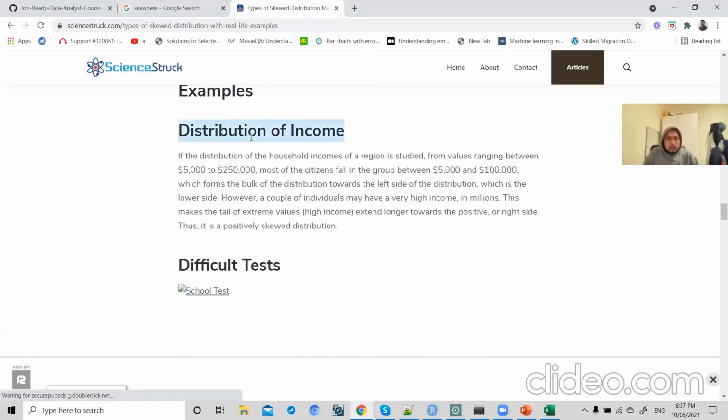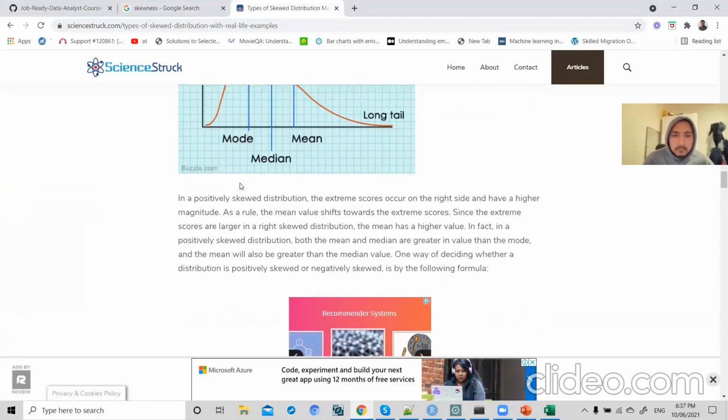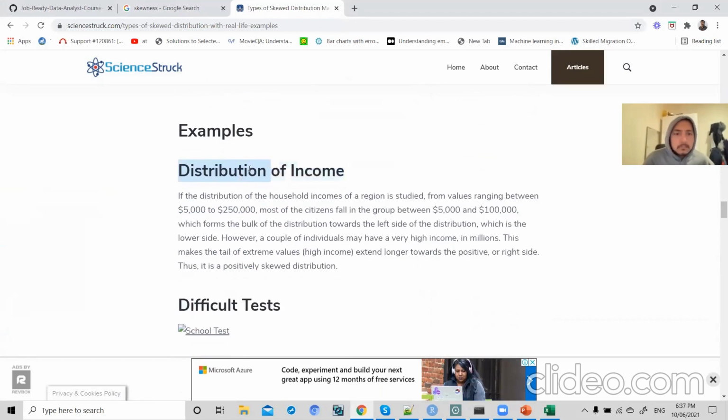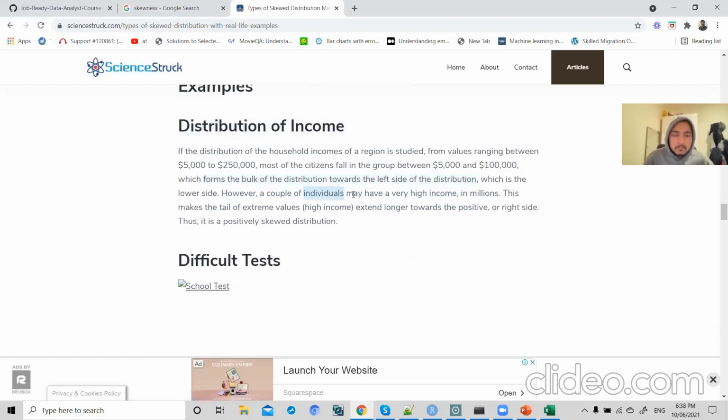The distribution of income is right skewed. So if the distribution of household income of a region is studied, for example, for ranges between 5,000 to 25,000, most of the citizens fall in the group between 5,000 to 100,000, which follows the bulk of the distribution towards the left side, the lower side. However, a couple of individuals may have a very high income in millions. So this makes a tail of extreme values at high income. Income extends towards the positive or right side, right?